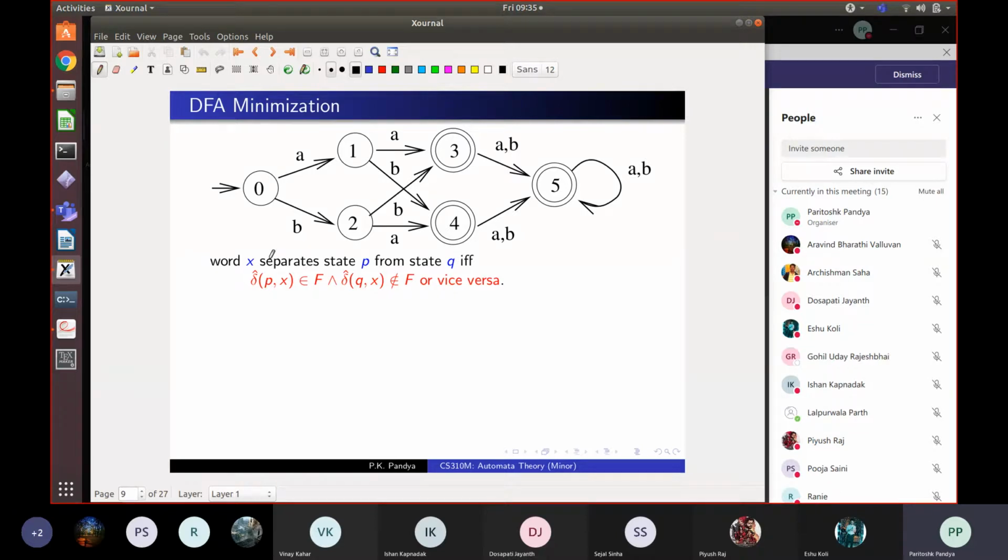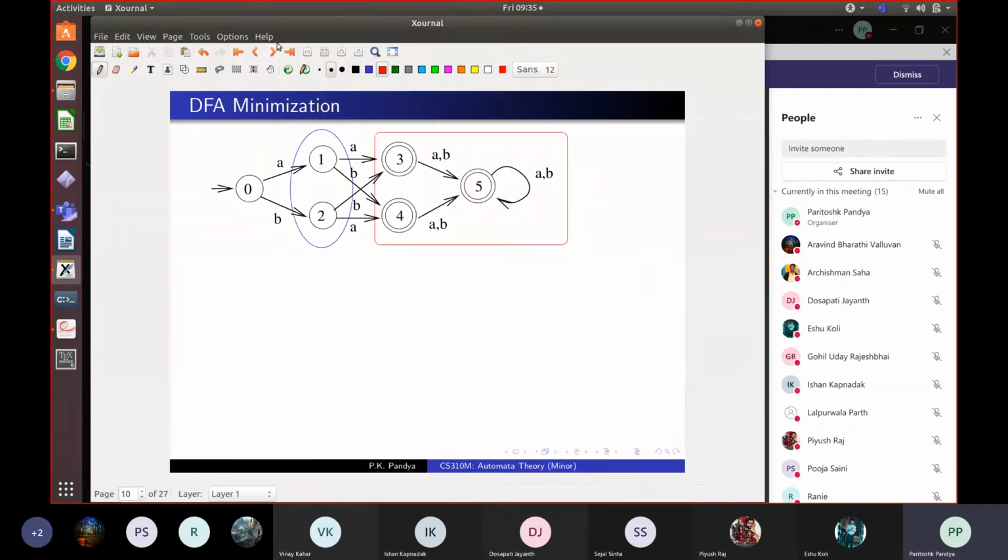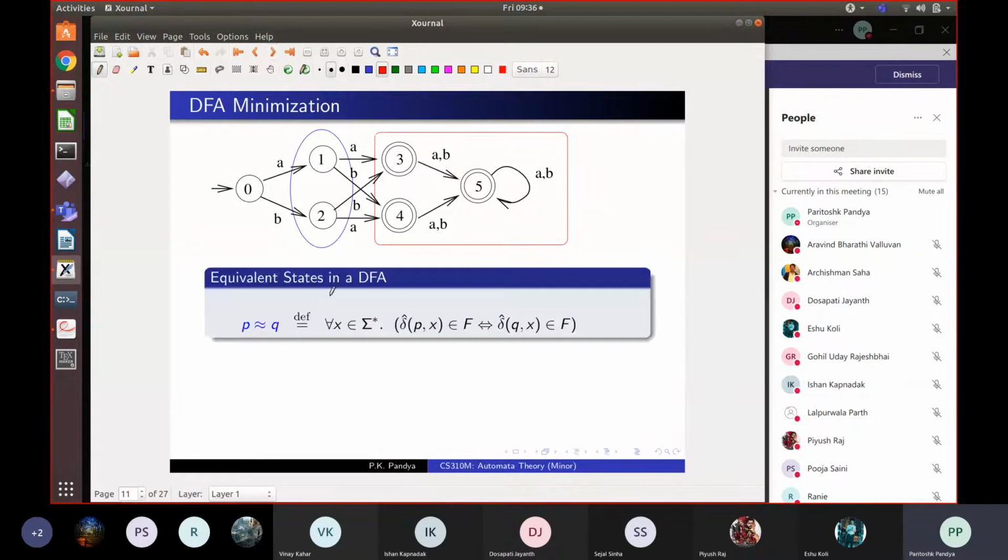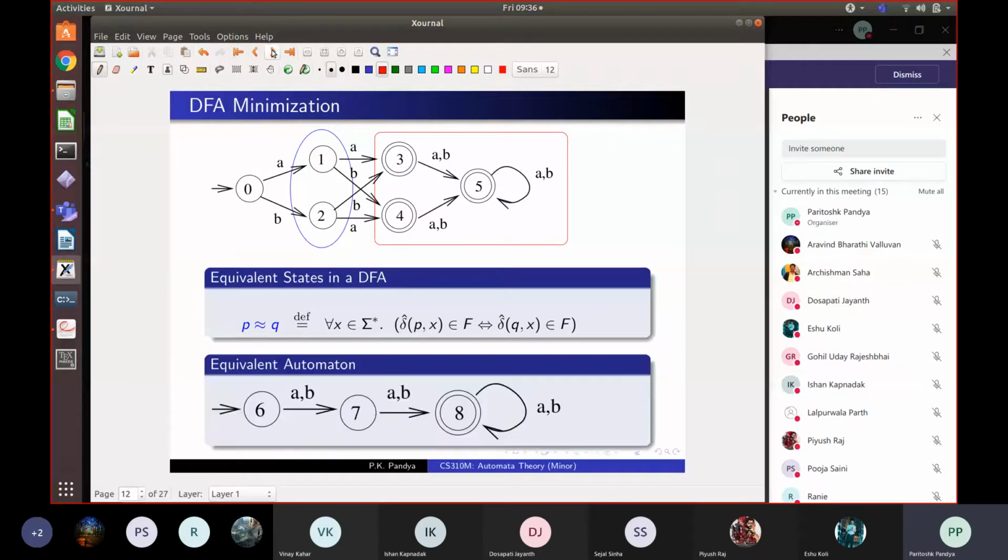And if there exists such an X which separates P from Q, we say that P and Q are separable. This can be denoted as P not equivalent to Q, if there exists such an X which satisfies this property. And if there does not exist such an X, then we say that P and Q are equivalent. That is, for all strings, if we start from P and execute the automaton on X, and if you reach the final state, then starting from Q also you will reach the final state, and the other way. So I hope this definition is clear to you.